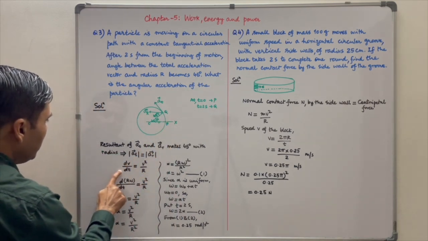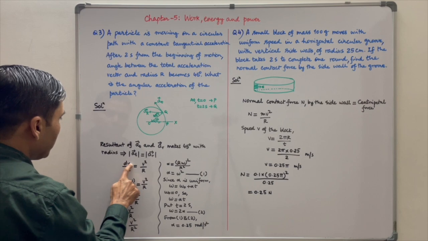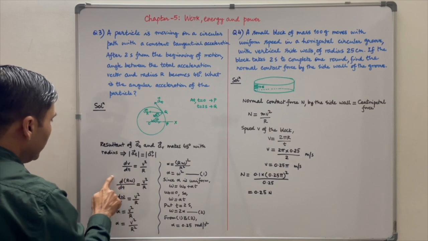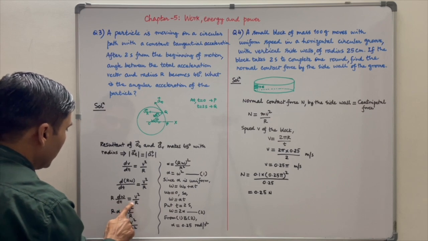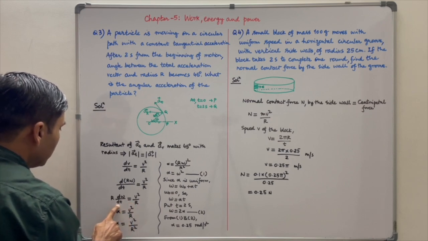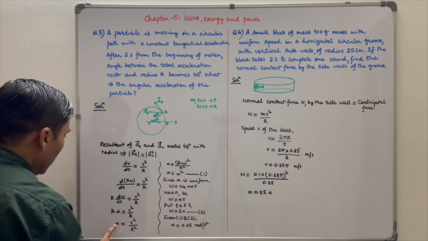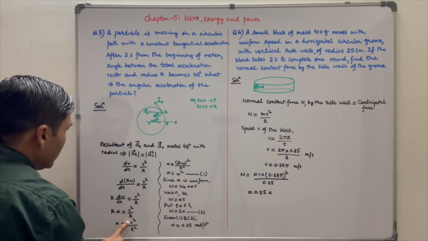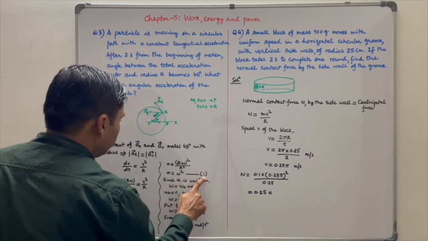AT is given by dV by dt and AR is given by V square by R, where V is speed of the particle. Put V is equal to R omega. Since R is constant, it can be taken out. So it will be R into d omega by dt is equal to V square by R. d omega by dt is equal to angular acceleration alpha, which we have to calculate. So R alpha is equal to V square by R, or alpha is equal to V square by R square. Again put V is equal to R omega. So we get alpha is equal to omega square. Suppose this is equation number 1.